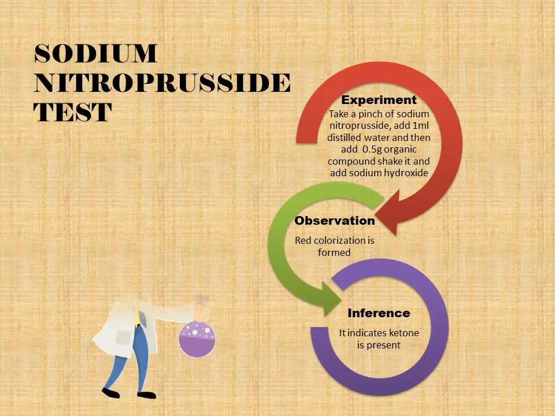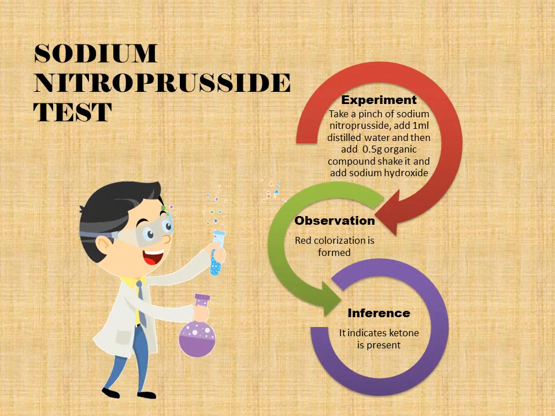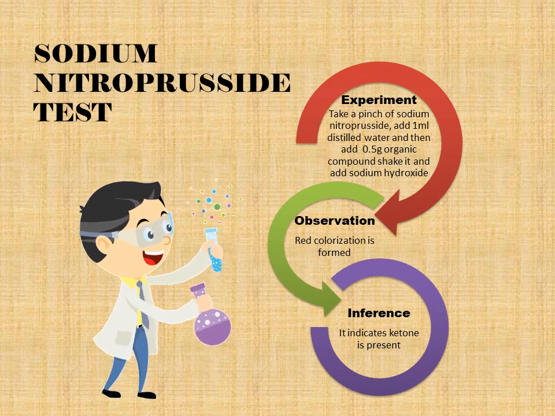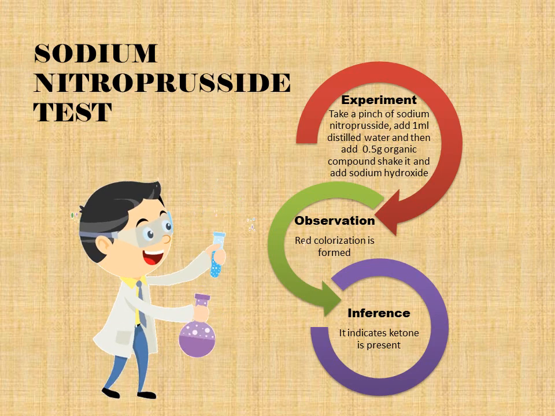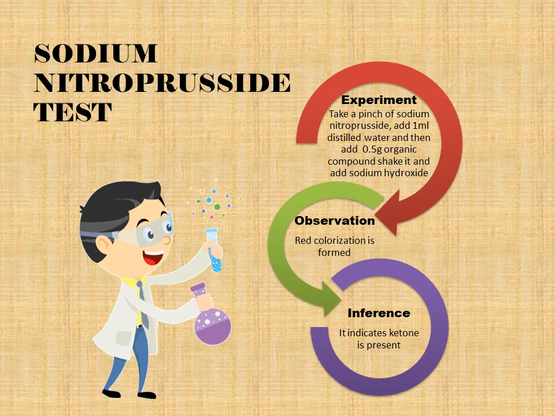The second test for the identification of the ketonic group is the sodium nitroprusside test. Take a pinch of sodium nitroprusside, add 1 ml of distilled water and then add 0.5 gram of the organic compound. Shake the test tube and add sodium hydroxide. A red coloration indicates the ketonic group.